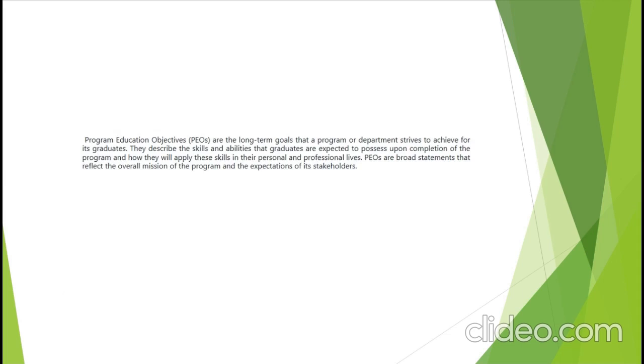Now let us see what are program education objectives. These are certain long-term goals that a program or department strives for its graduates. They describe the skills and abilities that the graduates are expected to possess upon completion of the program and how they will apply these skills in their personal and professional lives. Program education objectives are broad statements that reflect the overall mission of the program and the expectations of the stakeholders. So this is a short question on teaching aptitude.